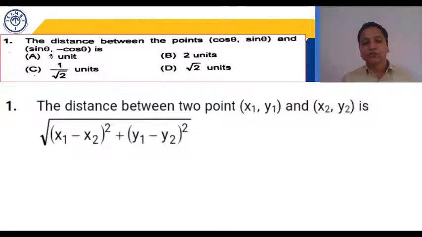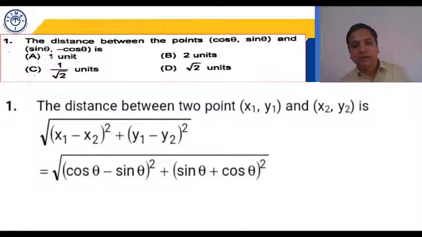Here x1 and x2 are cos theta and sin theta, that means the x coordinates of both the points, and y1 and y2 are correspondingly the y coordinates. The first point is sin theta and the second is minus cos theta. So if we substitute these values into this formula, we will get the distance between the 2 points. So we apply it: (cos theta minus sin theta) whole square plus (sin theta minus of minus cos theta, which becomes plus cos theta, so sin theta plus cos theta) whole square.